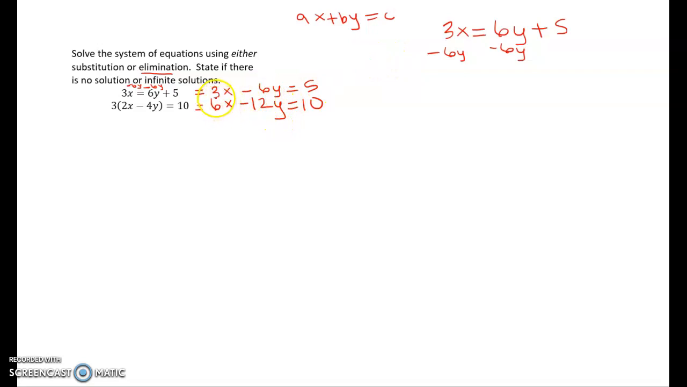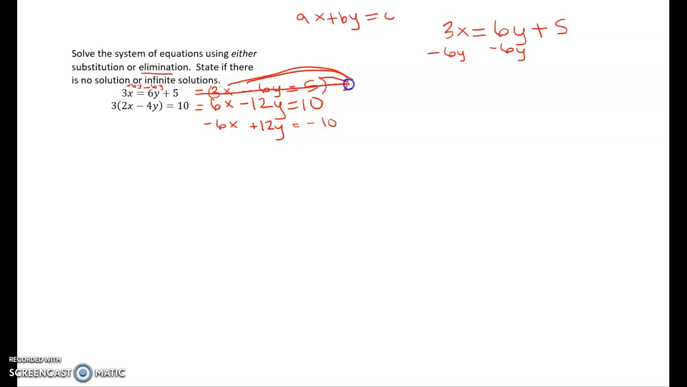Okay, so I can see this is 3, this is 6. If I multiply this top one by negative 2, that's going to do the trick. I'll be the same but opposite. I'll have 6 and negative 6. So I'm going to multiply this negative 2 into all the terms. So I get negative 6x plus 12y, so it changes all the terms, equals negative 10.